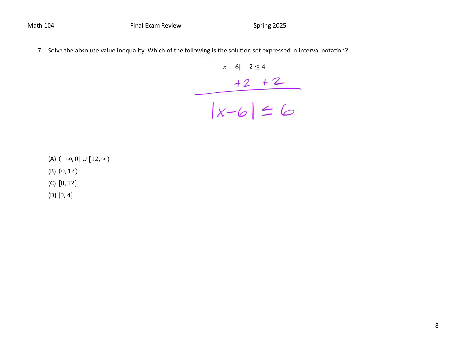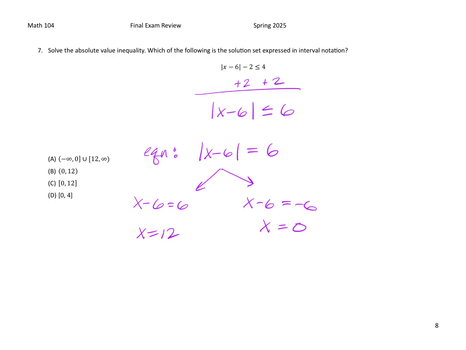So I always start by solving the associated absolute value equation. So the equation would be the absolute value of x minus 6 equals 6. And we solve that by breaking it into 2 equations. X minus 6 is 6, or x minus 6 is negative 6. So here we get x equals 12, or x equals 0.